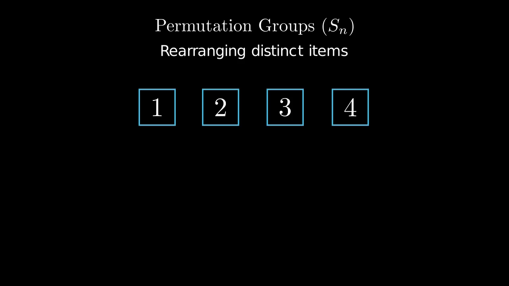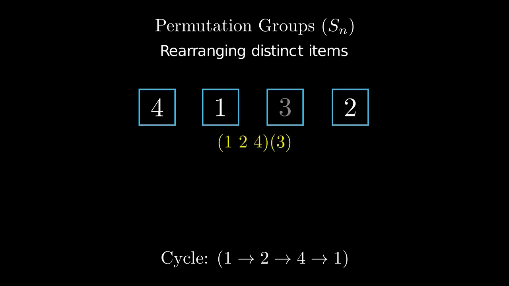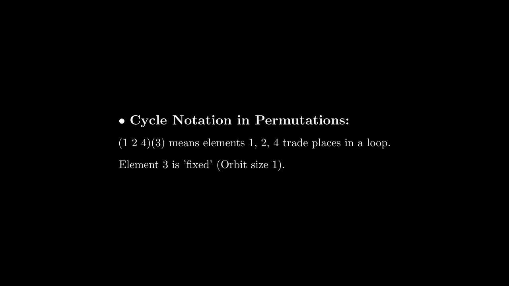A permutation group is a group of rearranging distinct items. Suppose we have 4 items. We can switch the places of these items. We denote this switching by a cycle, which tells us which element goes to where. Here, this cycle means 1, 2, and 4 trade places, but the element 3 stays fixed.